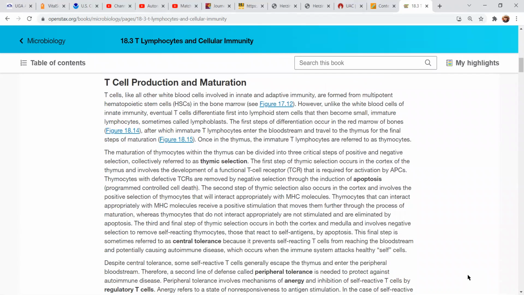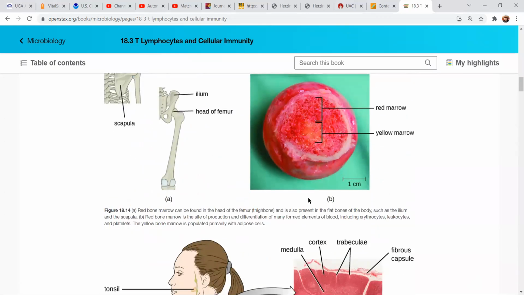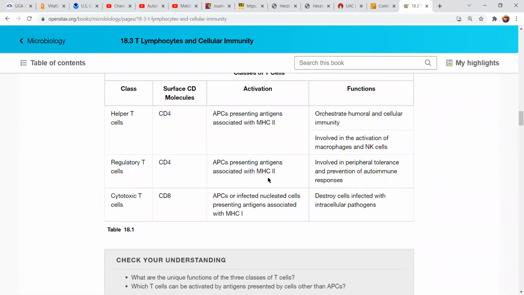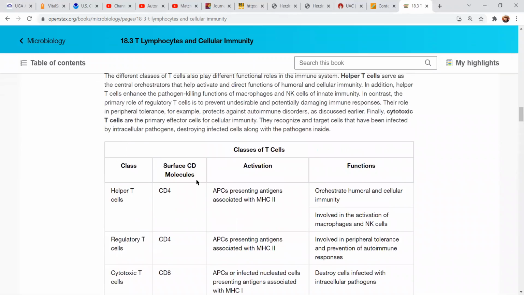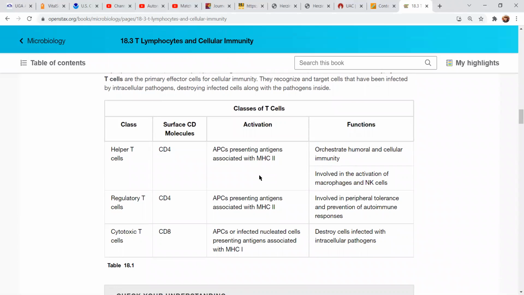I'm not going to go through this, but there is a process for how they mature and how they are formed. But T cells are classified into 3 different classes: helper Ts, regulatory Ts, and cytotoxic Ts. They're differentiated based on what type of surface molecules they have, how they're activated, and basically what they do. So they've got these CD molecules, or cluster of differentiation molecules. And this table kind of summarizes what they do.